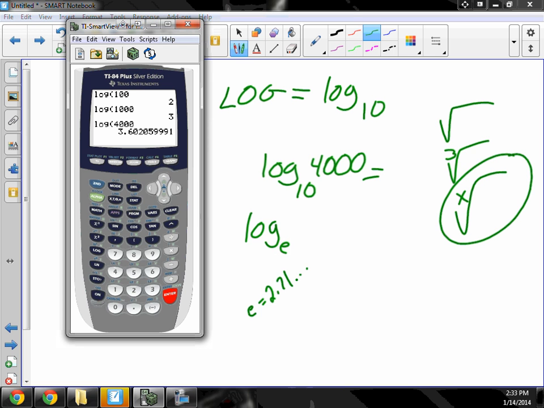So log base e is actually called the natural log. So abbreviated, it would be ln.